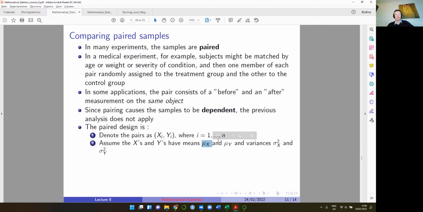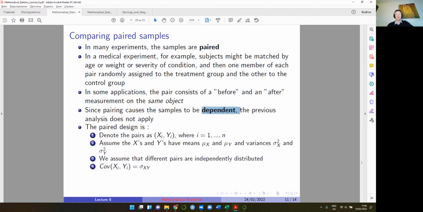We assume that different pairs are independently distributed. So the pairs are matched by their features, but one pair is independent of the other pair. And then there is some covariance between xi and yi, which means that these samples are dependent. And we denote the differences as di. So the difference between two observations is di, and this difference must be independent.